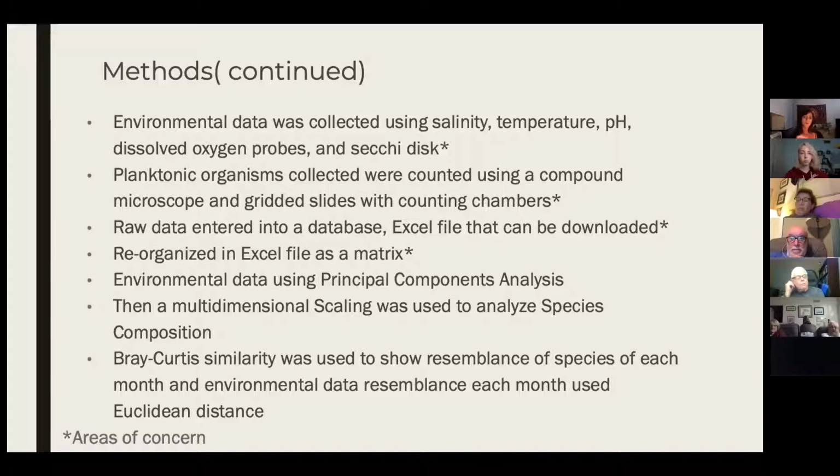They're using probes. We have a Secchi disk. I'm sorry if I say that wrong. I could never say it right.